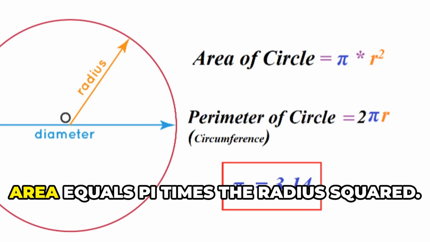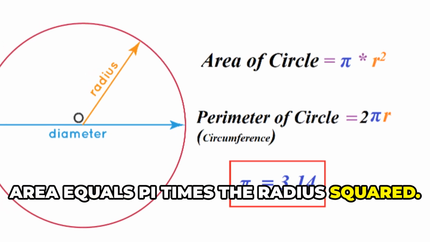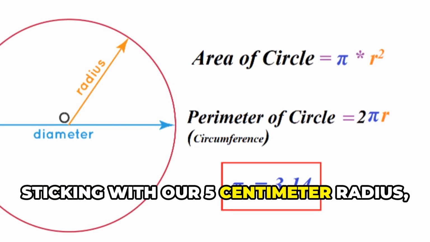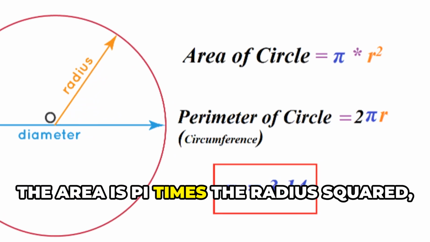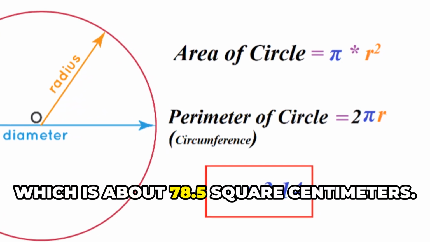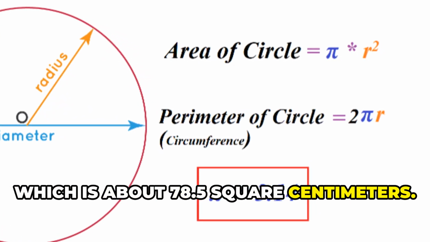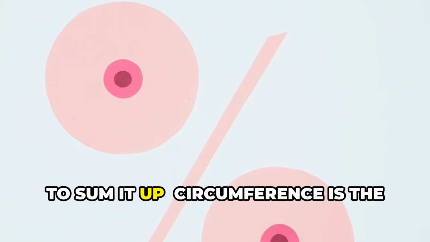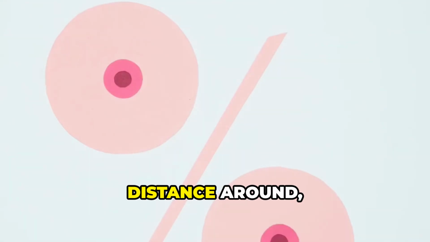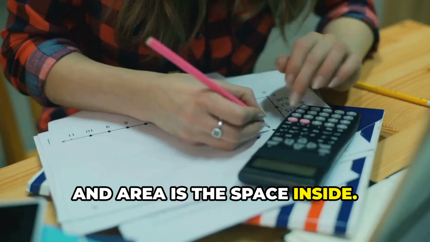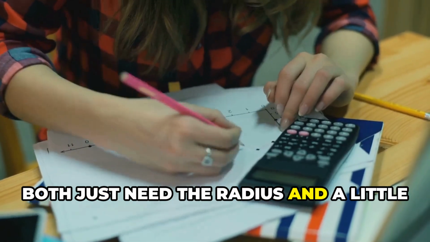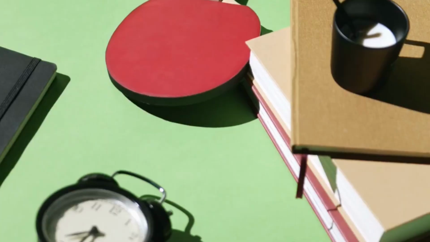The formula, area equals pi times the radius squared. Sticking with our 5 centimeter radius, the area is pi times the radius squared, which is about 78.5 square centimeters. So to sum it up, circumference is the distance around and area is the space inside. Both just need the radius and a little help from pi.